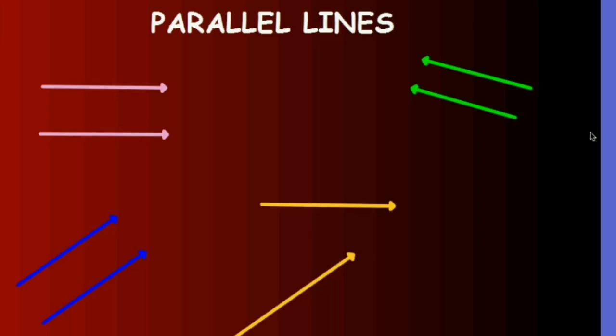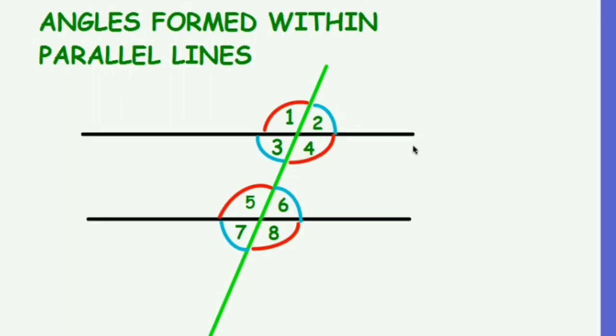Now, what are the angle properties related to parallel lines? Check here, you can see there are two parallel lines. There is a line crossing these parallel lines. It makes angles, meaning there are 8 angles already made. This line is known as a transversal line. The line crossing the parallel lines is known as a transversal line. The transversal line is making 8 angles.